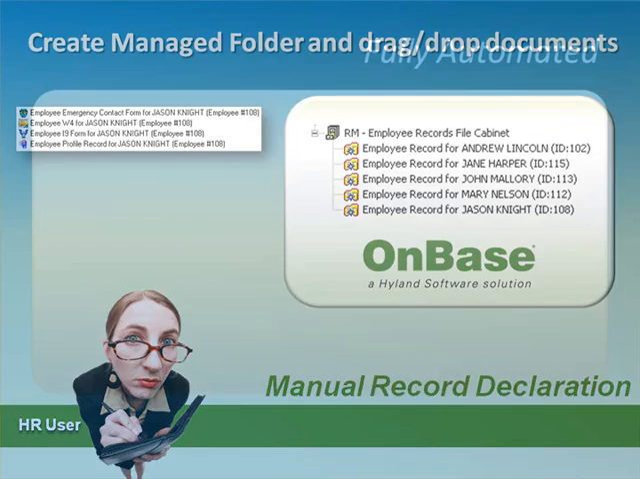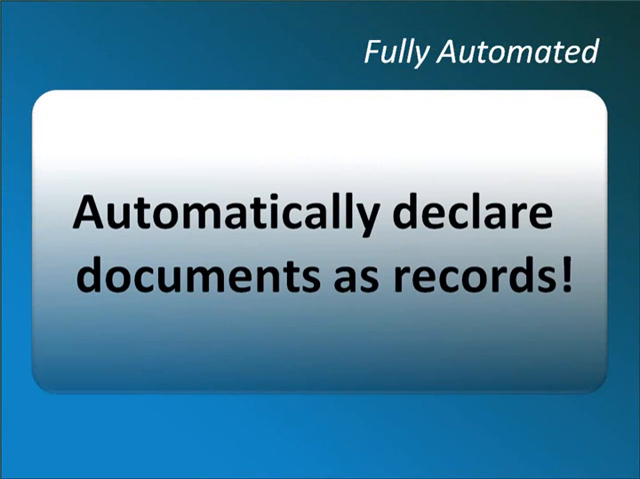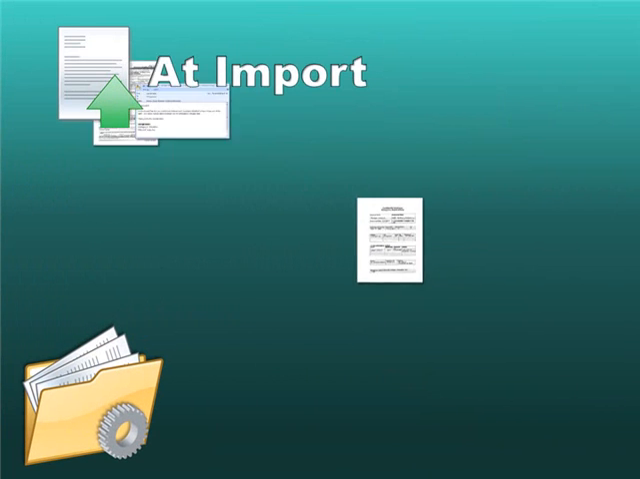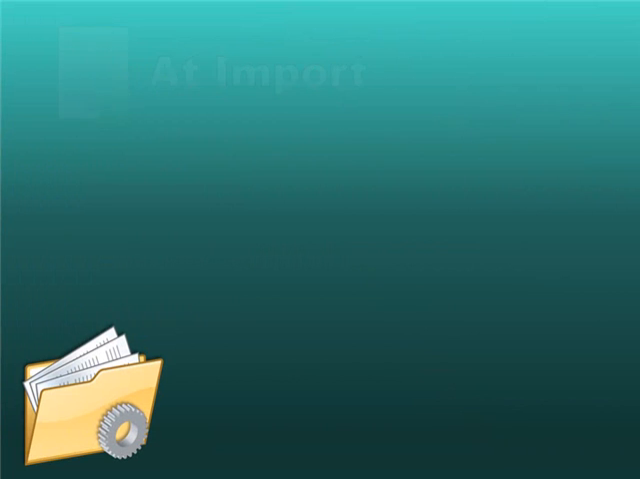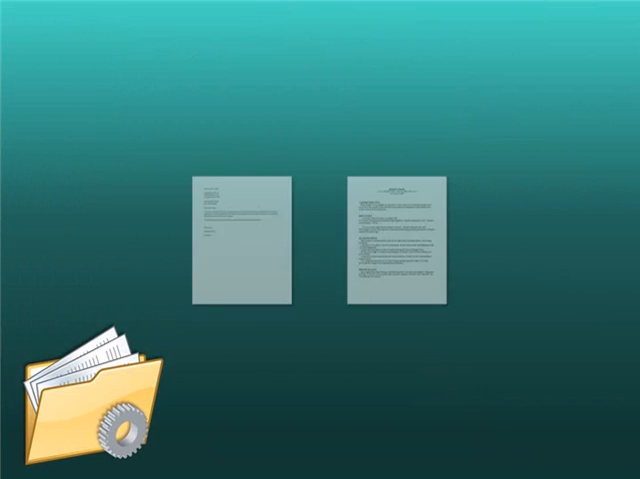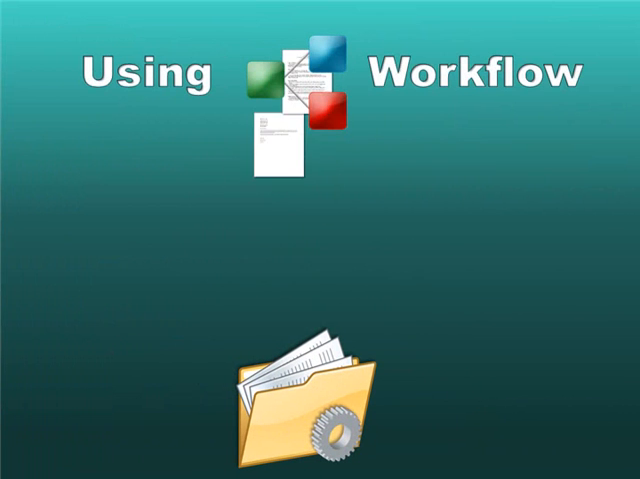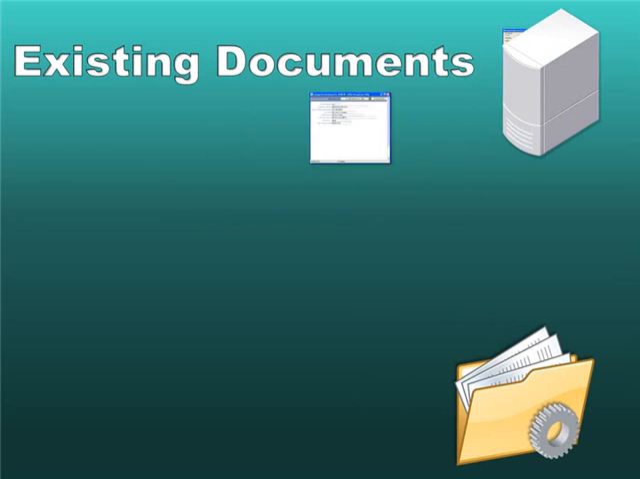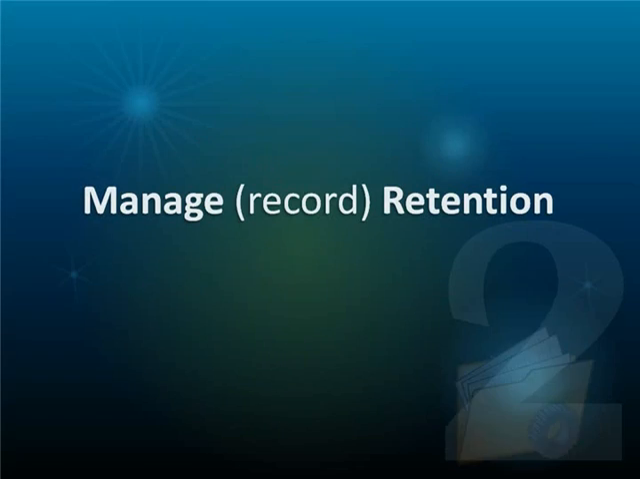What if we could fully automate this process and automatically declare documents as records? Well, the good news is we can. Based on document type and keyword assignments, we can declare documents as records at import or with the keyword change or even using the API. We can also declare documents as records after some processing using workflow, declaring documents as records at the appropriate time in that business process. And for all of you that already have documents in the system that should be declared as records, we can declare existing documents as records as well.